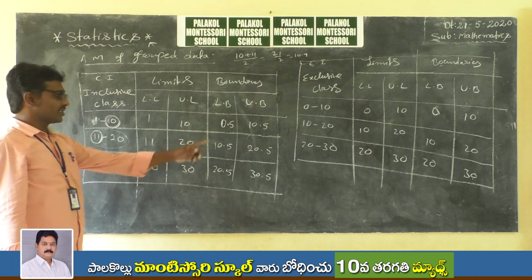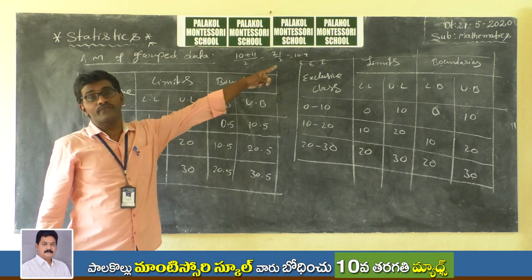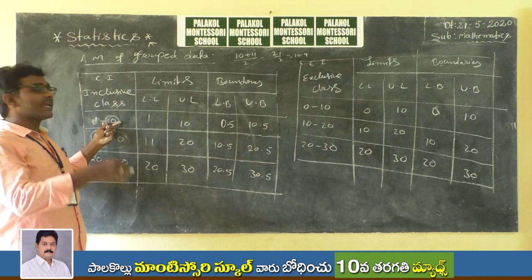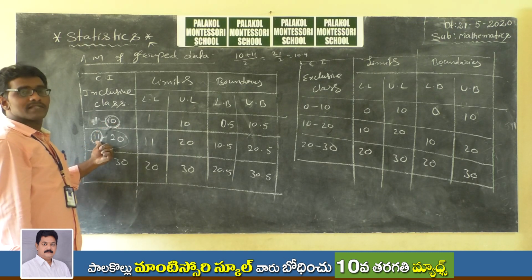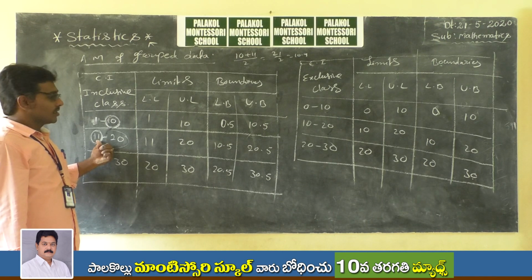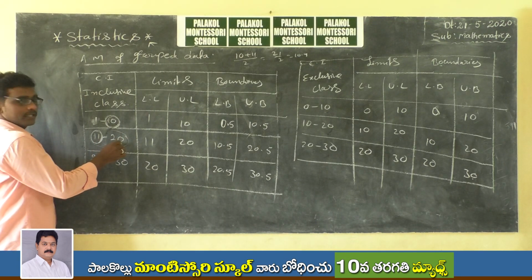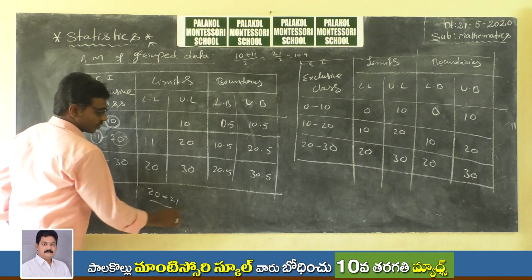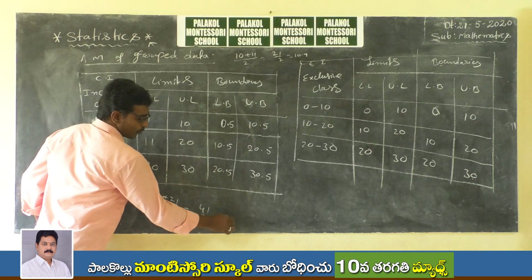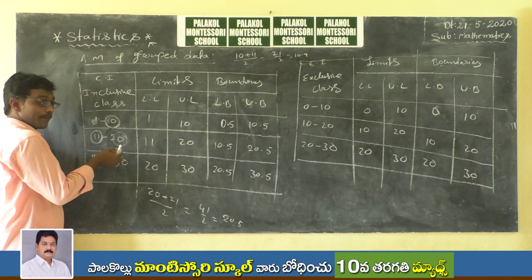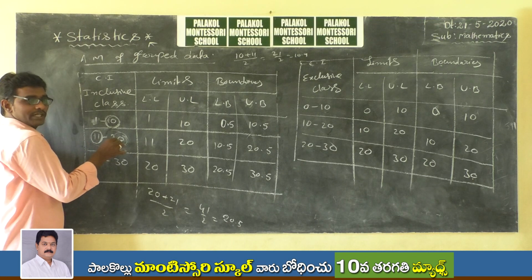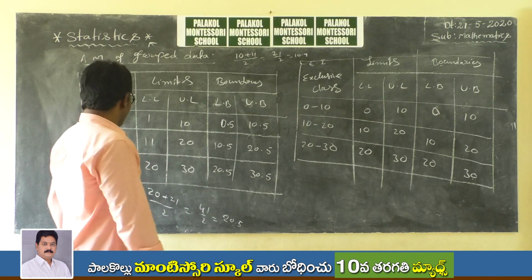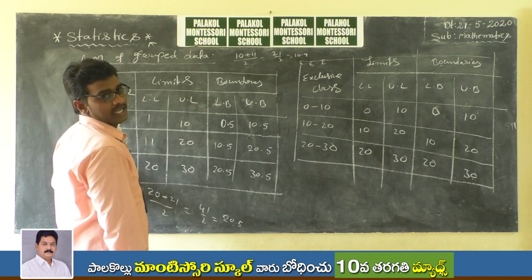Okay guys, so you check it here: we get 10.5. The 10.5 is the upper boundary of the first class, and the same 10.5 is the lower boundary of the next class. Next, 20 plus 21 by 2, 41 by 2, that is equal to 20.5. This is the upper boundary of the 11 to 20 class interval, and the same 20.5 is the lower boundary of the 21 to 30 class.